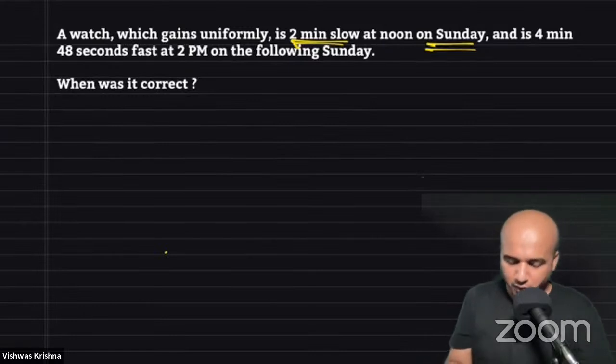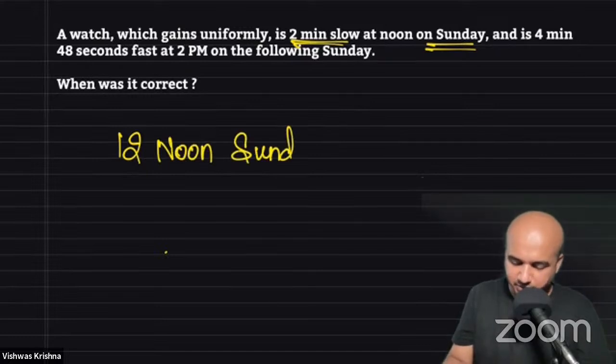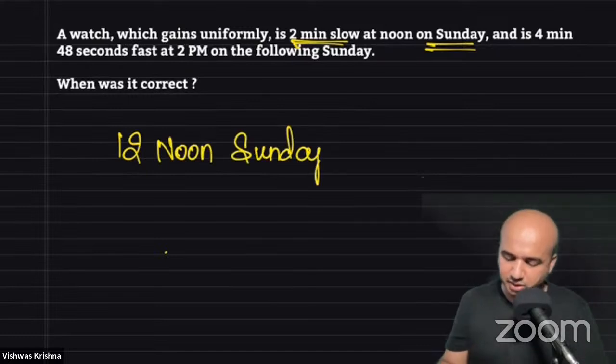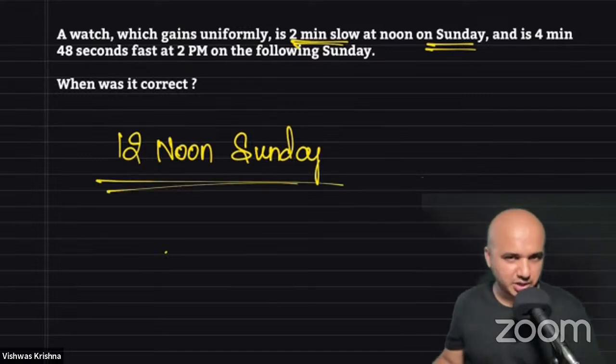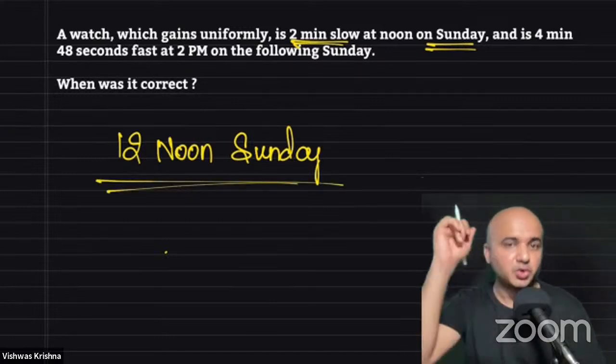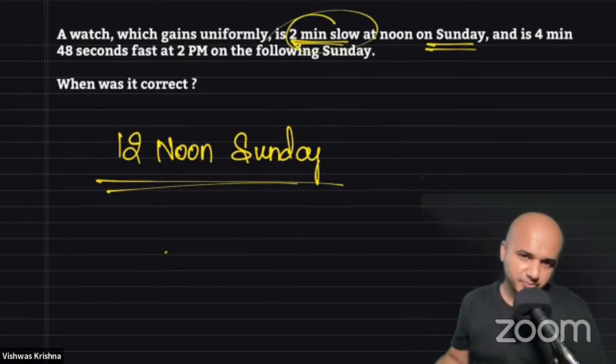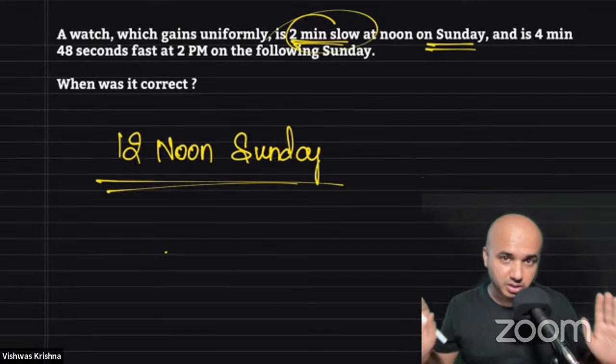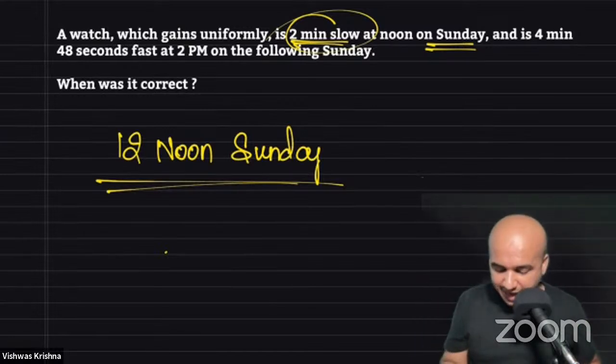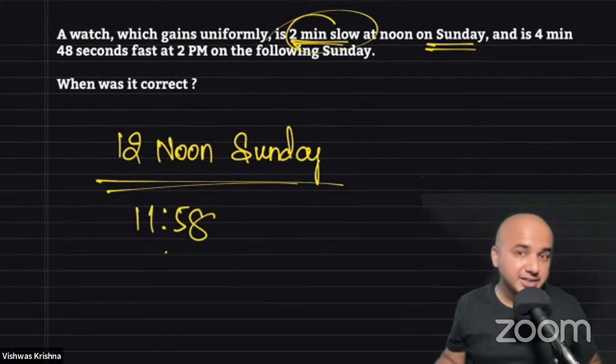Now what we have to do is consider 12 noon on Sunday as the real time. If this is 12 noon, the watch right now is not showing the correct time. Why? Because they have already mentioned that it is 2 minutes slow. Real time is 12 noon, whereas the clock is showing only 11:58. Instead of 12 p.m., it is showing 11:58 a.m.